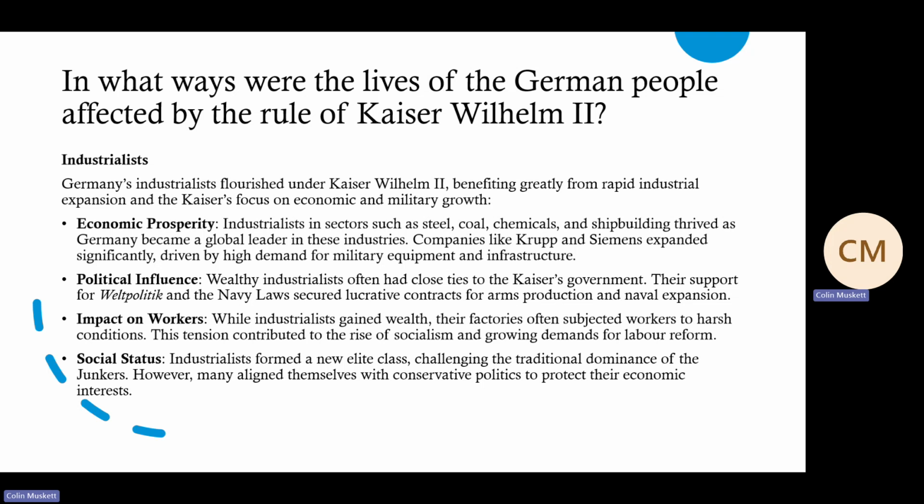And of course, they subjected their workers to pretty harsh conditions, and they were fully on board with the Kaiser when he talked about closing down the trade unions. The last thing they wanted was their workers going on strike.